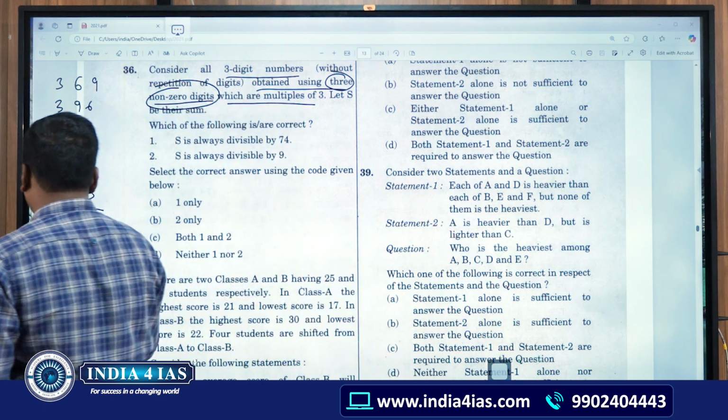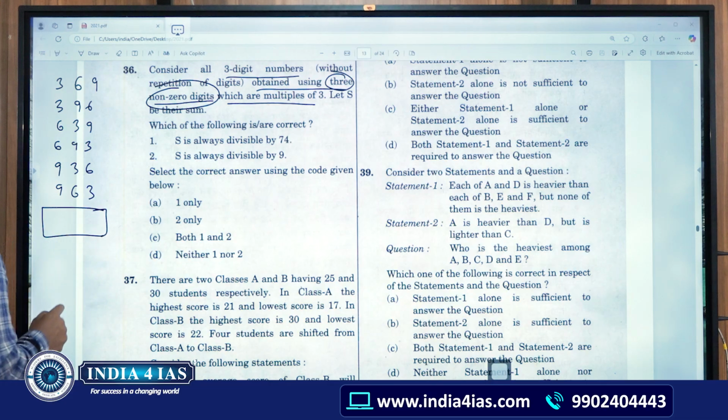Let S be their sum. So this is their sum. How much will their sum be?